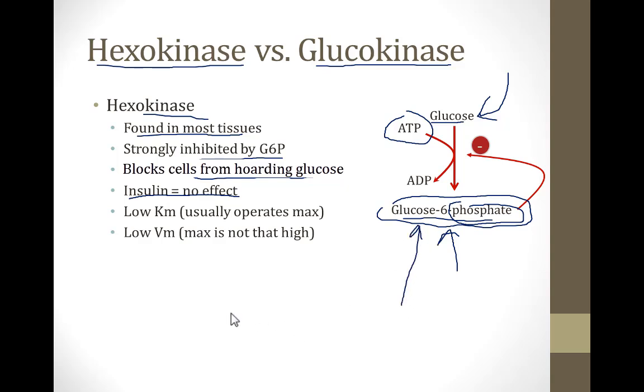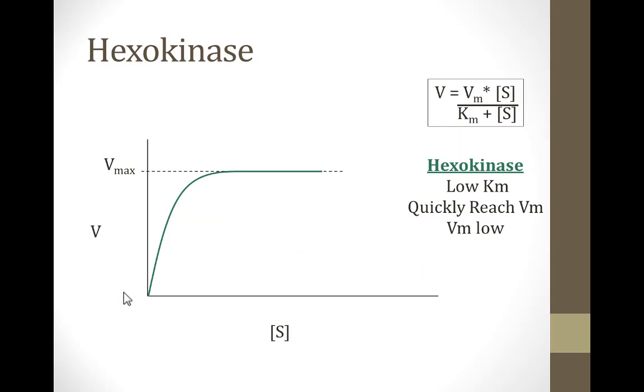And then the enzyme kinetics of hexokinase and glucokinase are different, and you need to understand those differences. So we'll talk about hexokinase first. It has a low Km, and this means it usually operates at the maximum rate. I'll talk about that in a minute. And it has a low Vmax, which means that the maximum rate the enzyme can function is not that high. So to understand the Vmax and the Km, we need to review a little bit of Michaelis-Menten kinetics. I discuss these in more detail in some of the basic pharmacology modules.